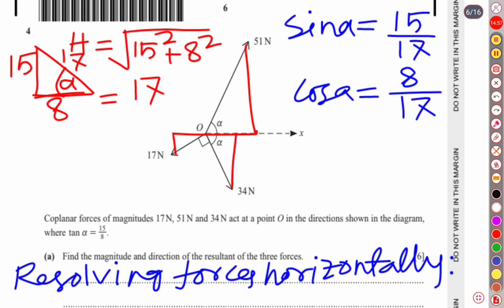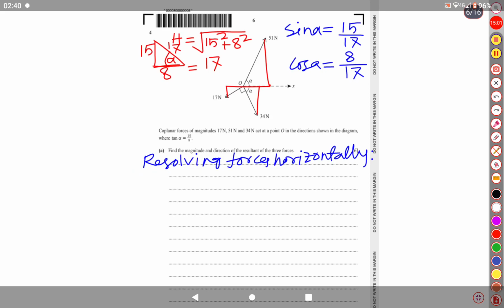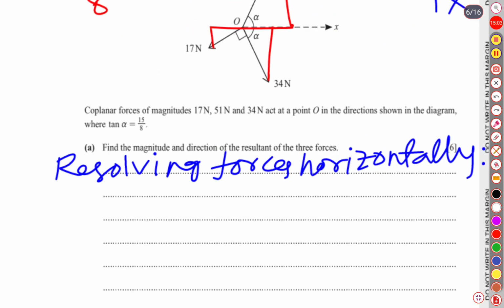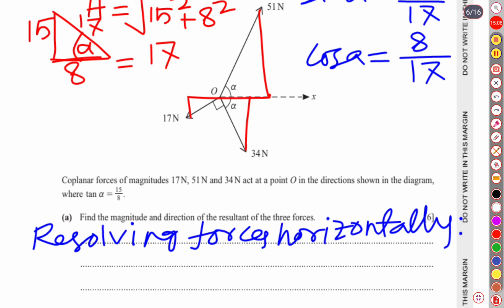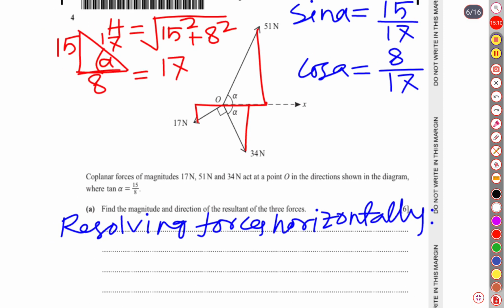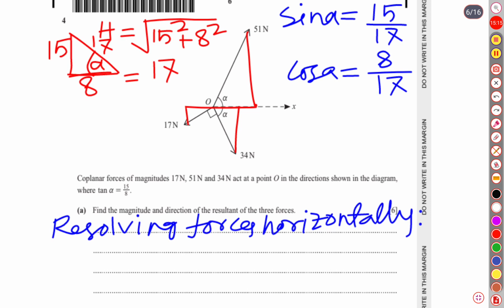If we resolve the forces horizontally, then let us write. How will we write? We will write first. Yes, this can be shown. Let me show a little more. Well, so it is the horizontal direction that can be shown here. So x is equal to the resultant force in the x direction.